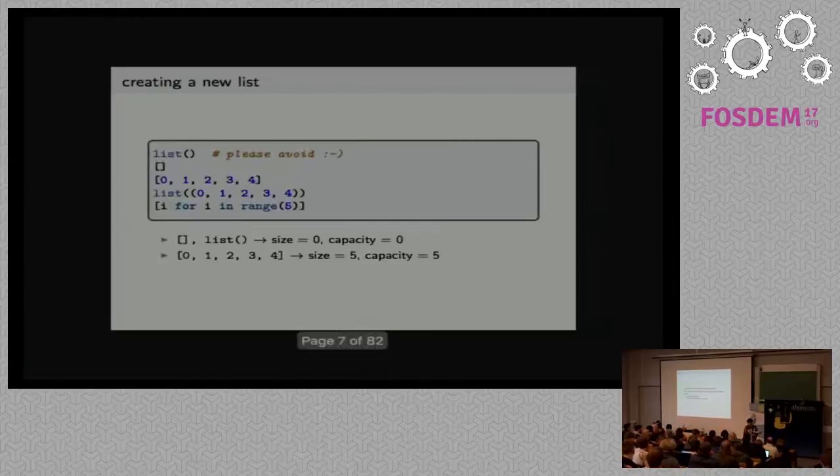There are a few ways to create a list, and I'm sure most of you know about all of them. When you create an empty list, its size is 0 and the capacity of the vector is also 0. When you create a list, say 0, 1, 2, 3, 4, so you know the size when you declare it, the size will be 5 and the capacity will also be 5.